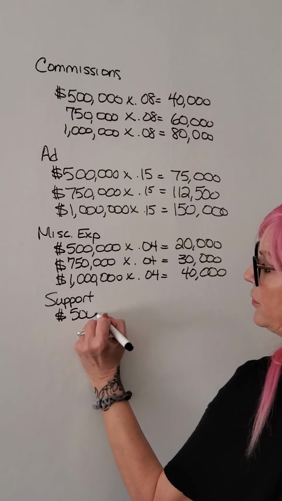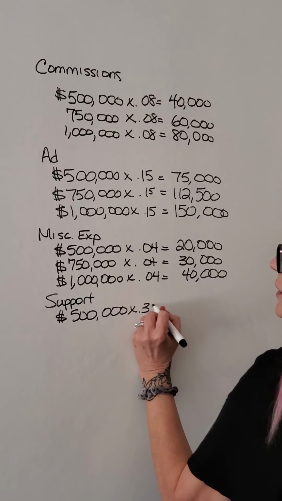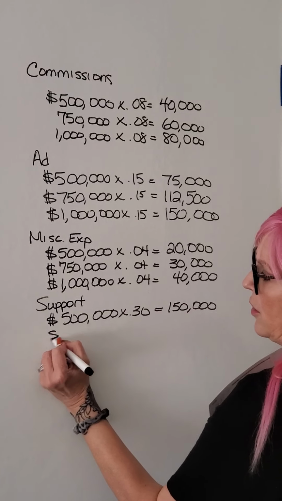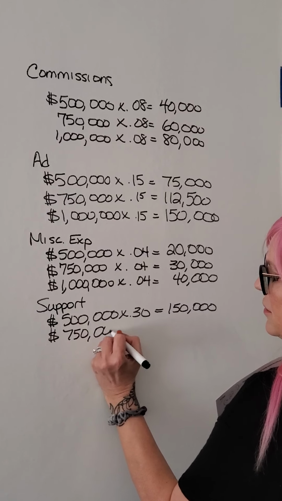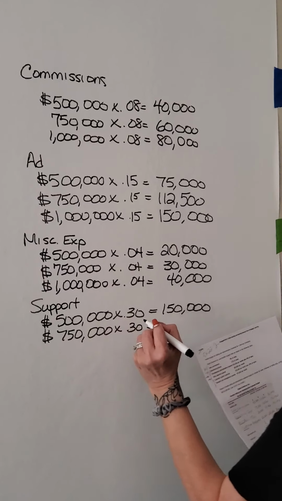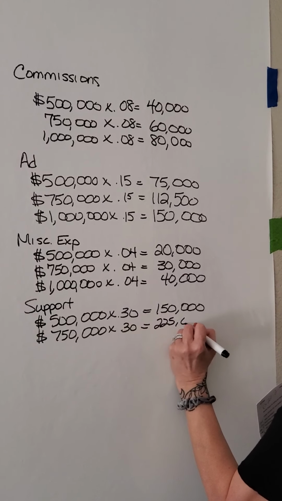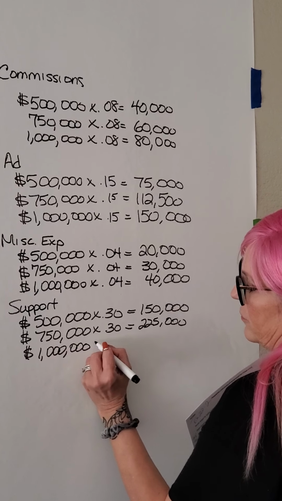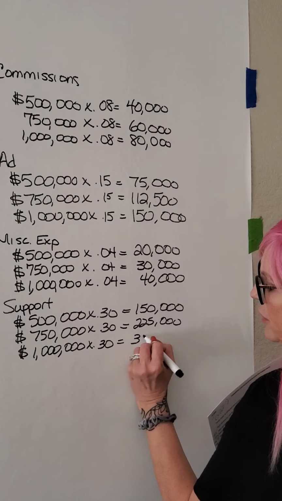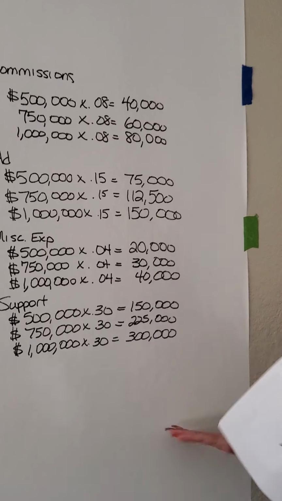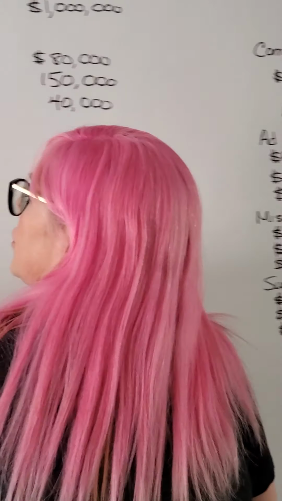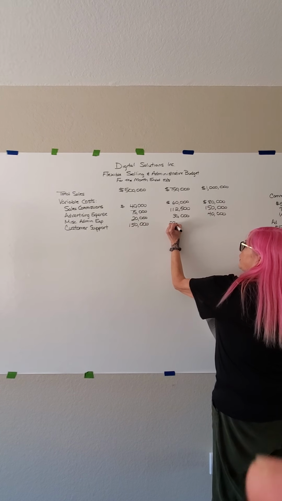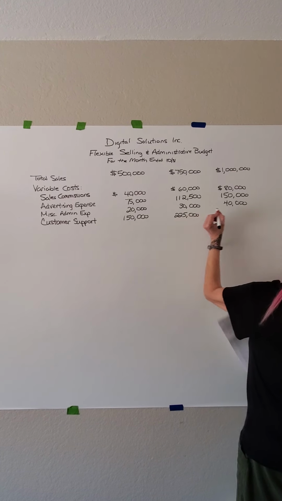We've got, when it's 500,000 in sales, we're going to multiply that times 0.30, so that's going to equal 150,000. When it's 750,000, 30% of that is going to be 225,000. And then finally, if we have $1 million, 30% of that is going to equal 300,000. So we're going to enter that again into our budget up here. We've got 150,000, we've got 225,000, and we've got 300,000.